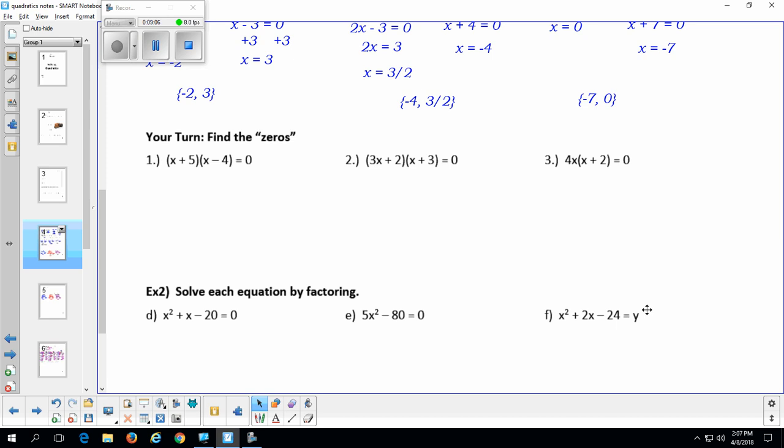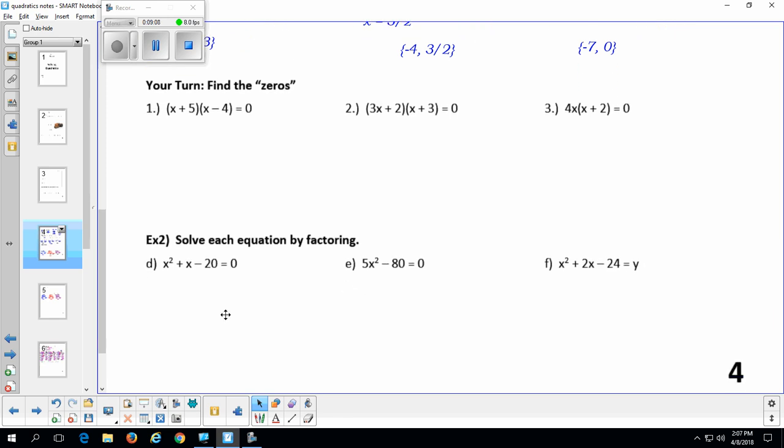All right, now example 2. These aren't factored. So we are going to have to factor them first and then solve the way we did up here in example 1. So let's factor x squared plus x minus 20. Ignore the equals 0 for a second. What are two numbers we can multiply to get negative 20, but add to get 1? That would be positive 5 and negative 4. So you have x minus 4 and x plus 5.